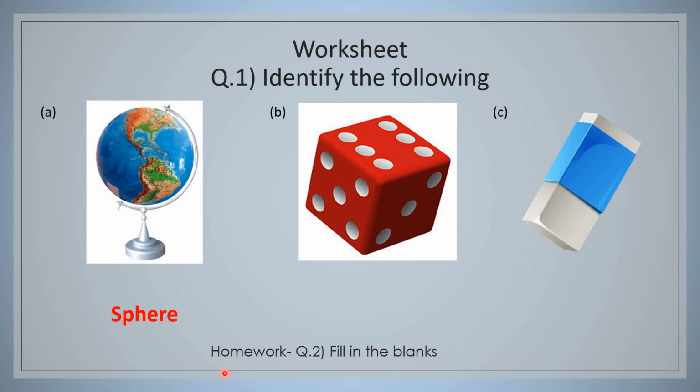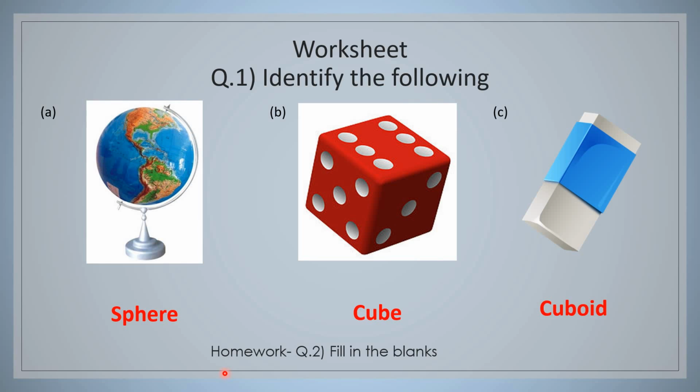Moving to the next one, it is a dice. Dice is shaped in a square shape. So therefore the solid shape of a square is a cube. So the second one is a cube. Third one is the eraser. Eraser has a shape of a rectangle, and a rectangle shaped solid is known as a cuboid.